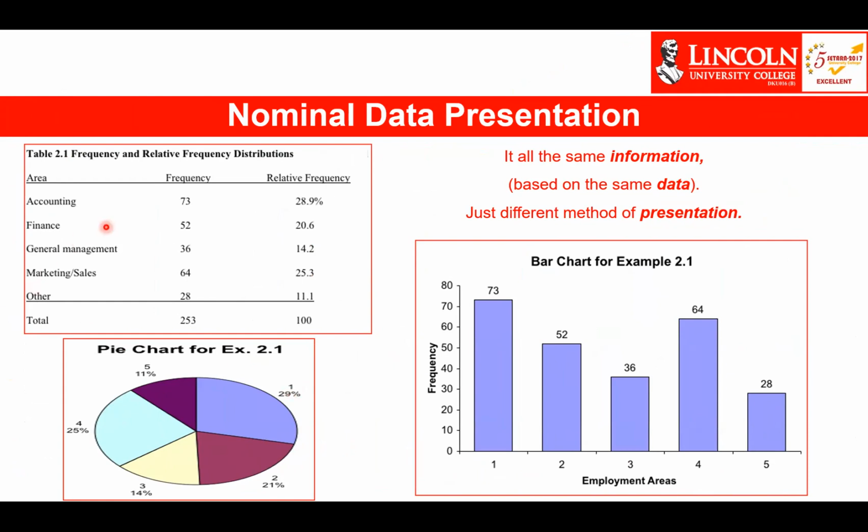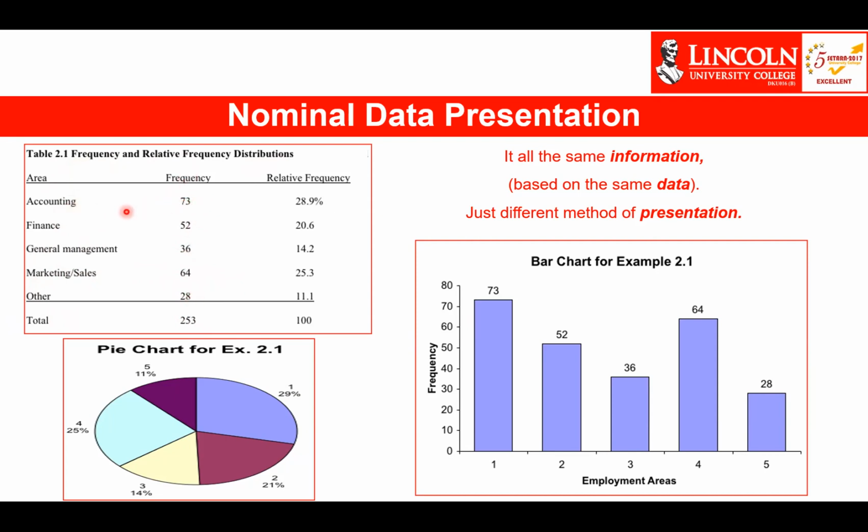If you look at this, for example, 2.1, frequency and relative frequency distributions. We have area: accounting, finance, general management, marketing or sales, other. Our total is 253. Now accounting is 73. Finance is 52, general management is 36, marketing or sales is 64, other is 28.